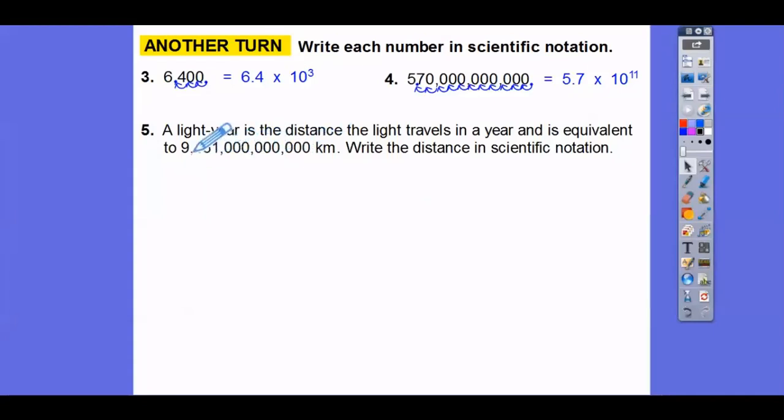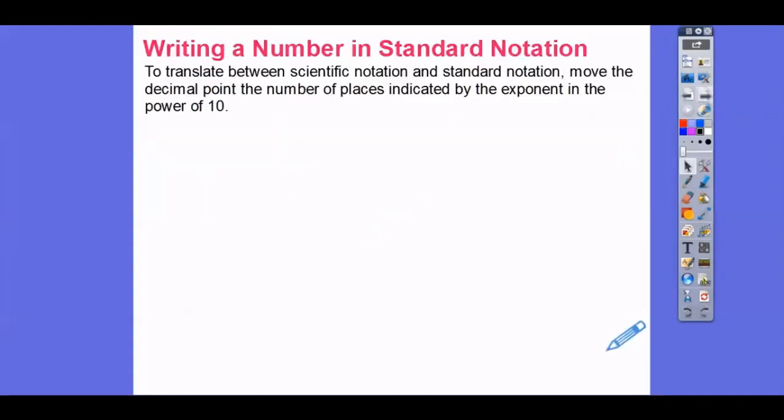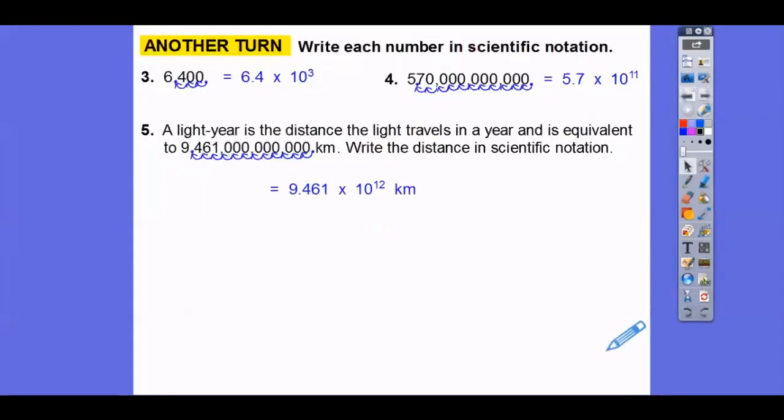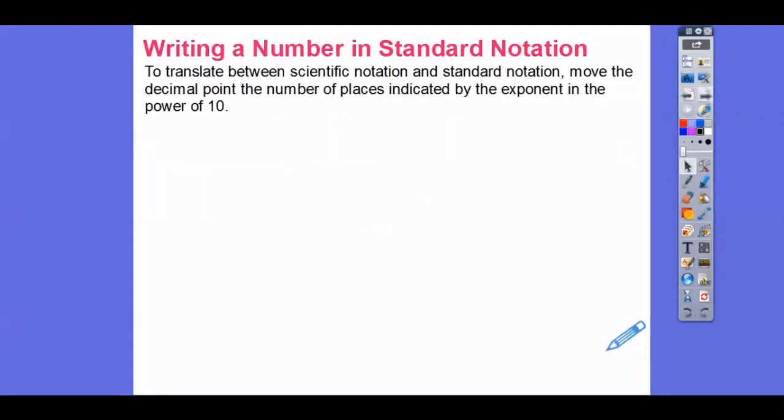Let's count. So this is 9 zeros, 10, 11, and then 12. Stop. Keep the decimal point, which means it will be what? Right? The answer will be 9.461 times 10 to the power of 12.